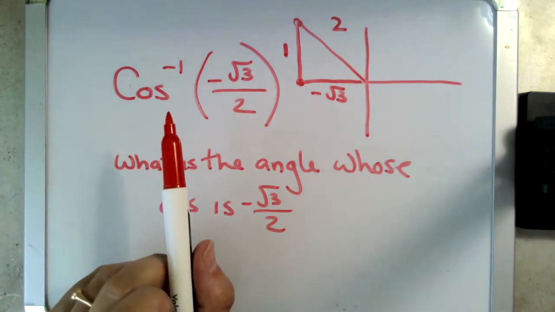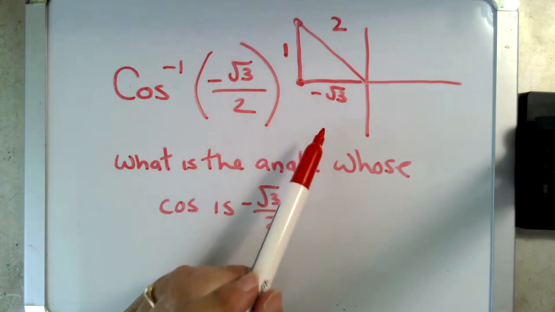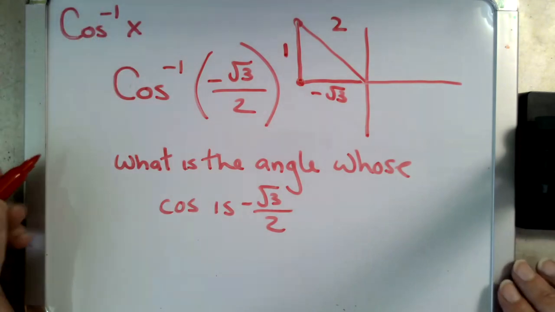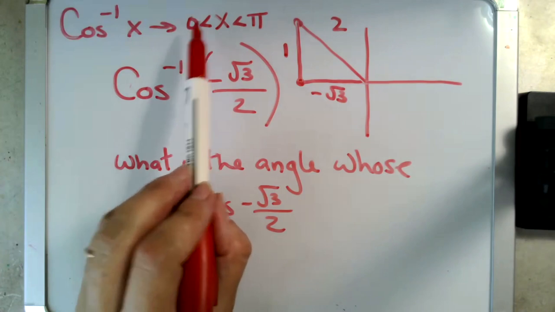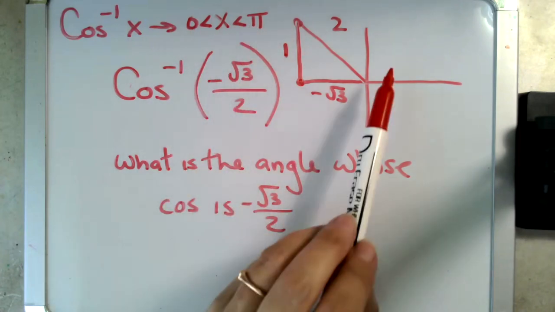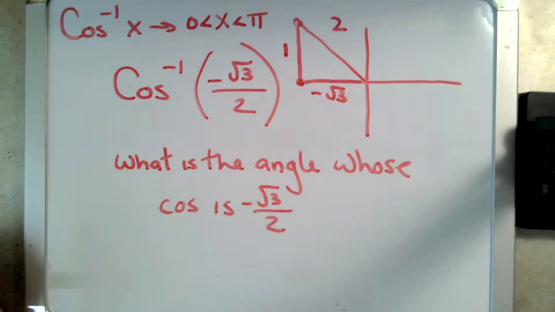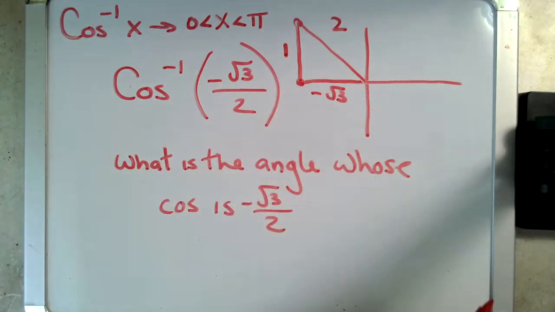cosine is also negative in my third quadrant. The inverse of cosine exists when x is greater than 0 but less than pi. So cosine inverse only exists in the first 2 quadrants. So I don't need to worry about a third quadrant here.